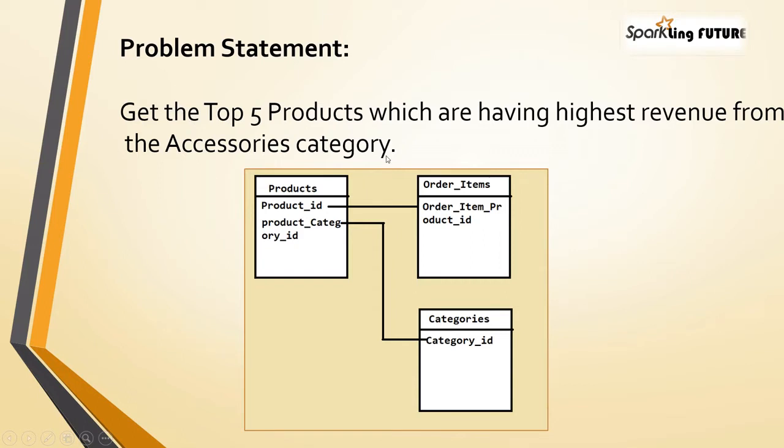It's a simple, single line problem statement, but it involves these three tables, and these are the join conditions. Just for your understanding, I am writing only the primary keys and foreign keys of these tables. Okay, so it will have many more columns in each table. So today we will see how to join these three tables, how to perform things and how to get the top 5 products which are having the highest revenue from the accessories category.